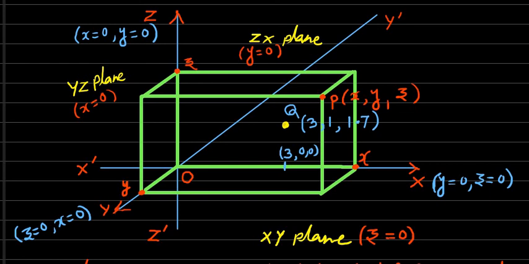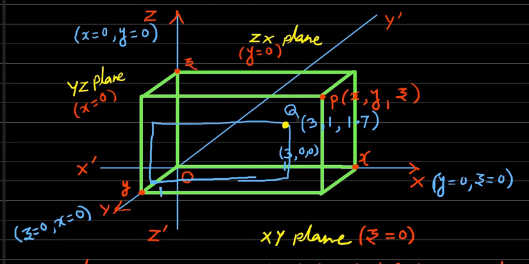Similarly, from the point Q, if we draw a plane perpendicular to the y-axis, then the foot of the perpendicular is 1. If we draw the plane as shown earlier, it will be drawn in such a way, and it intersects the y-axis at this point, which has its y coordinate 1.